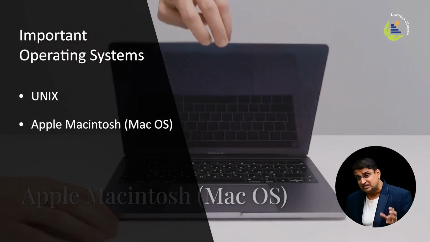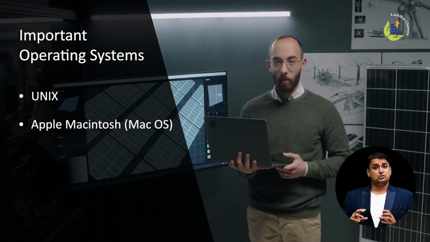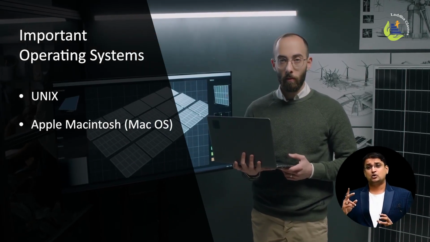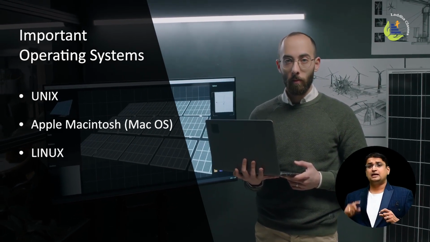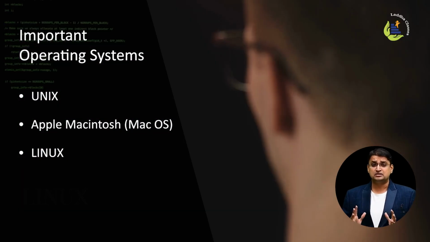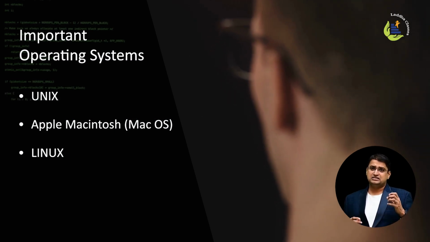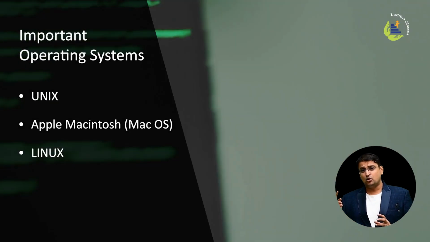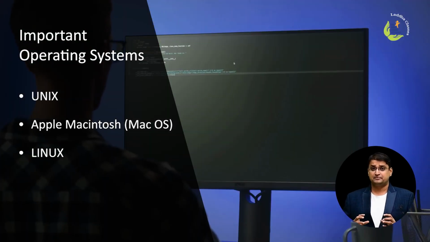Apple Macintosh, Mac OS. It was introduced in January 1984 by Steve Jobs and was initially named System Software, which was later renamed Mac OS. Linux. The first Linux kernel was released in September 1991 by Linus Torvalds. It is open source software. Linux is similar to Unix in operations. It is difficult to understand for many people.